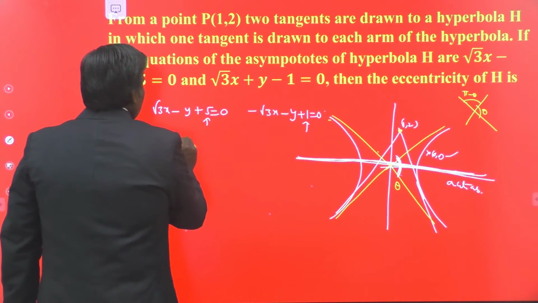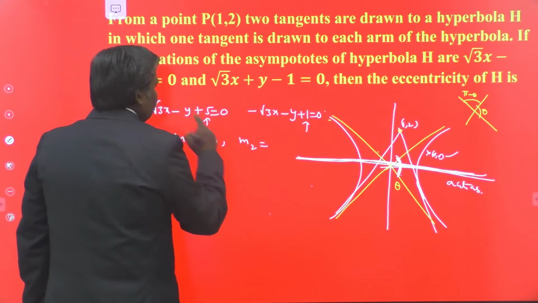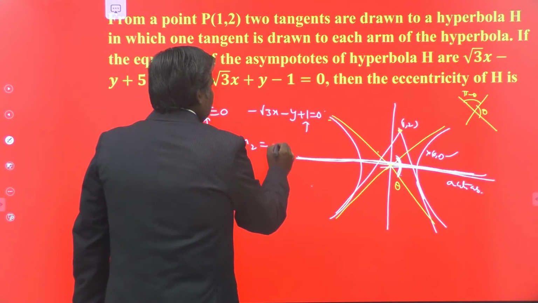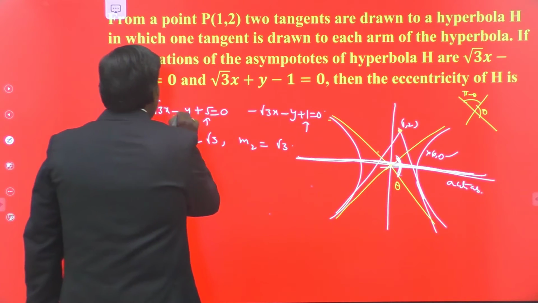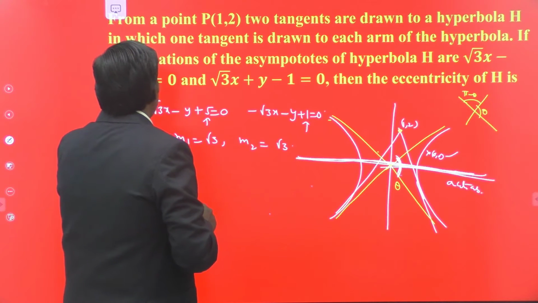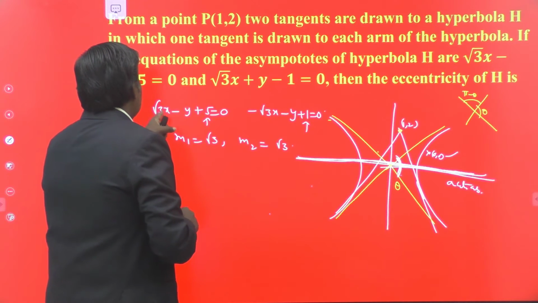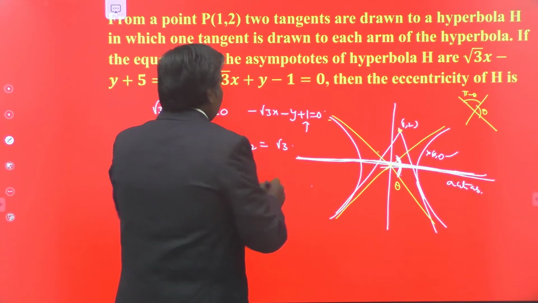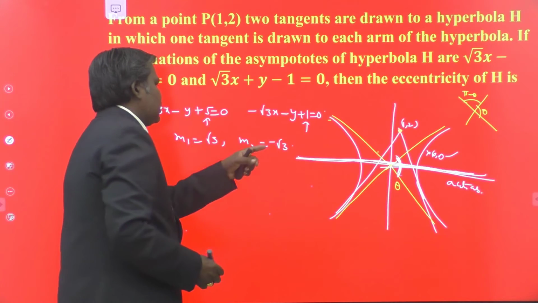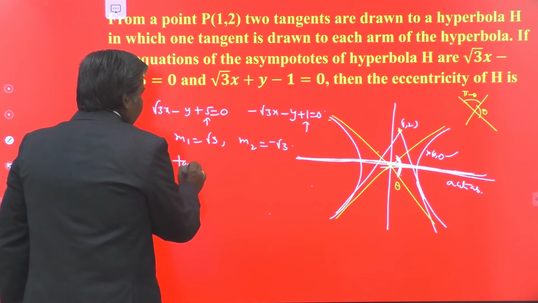Now what is the slope here? m1 is equal to root 3 and m2 is equal to minus root 3. The first equation is root 3x minus y plus 1, so m1 is minus the x coefficient by the y coefficient, that is root 3. For the second, minus the x coefficient by the y coefficient, that is minus of root 3 by minus 1, that is minus root 3.